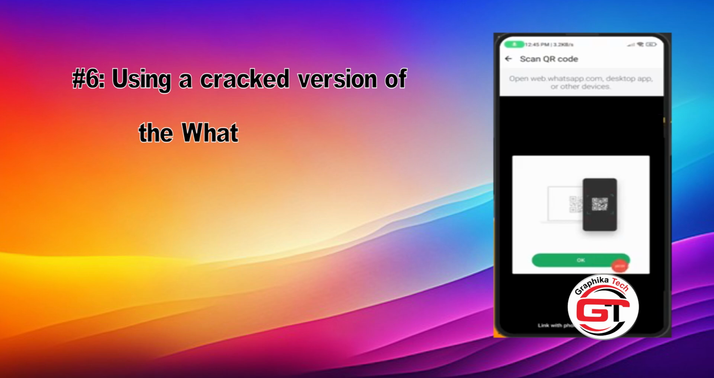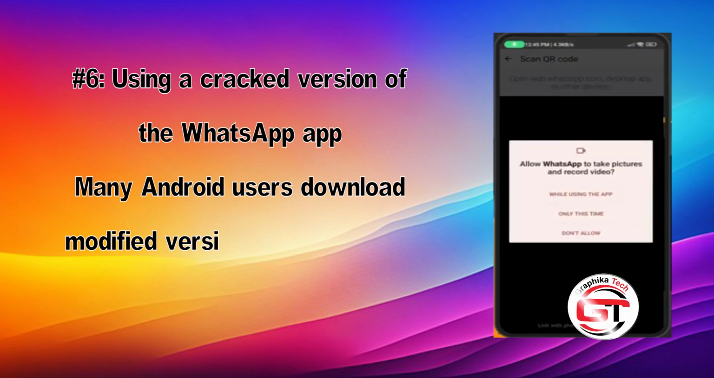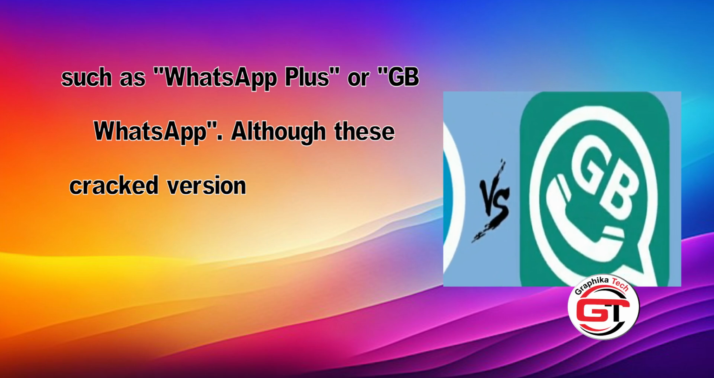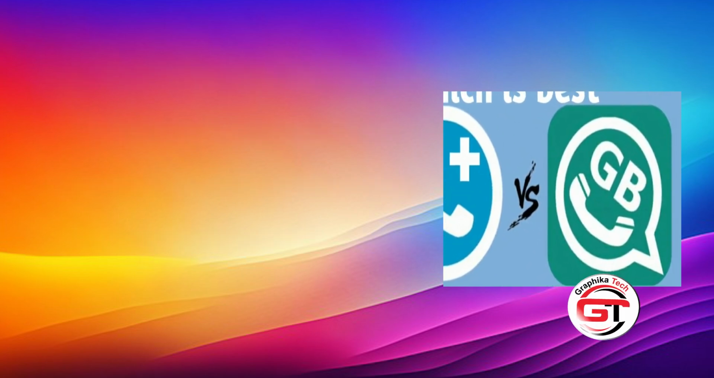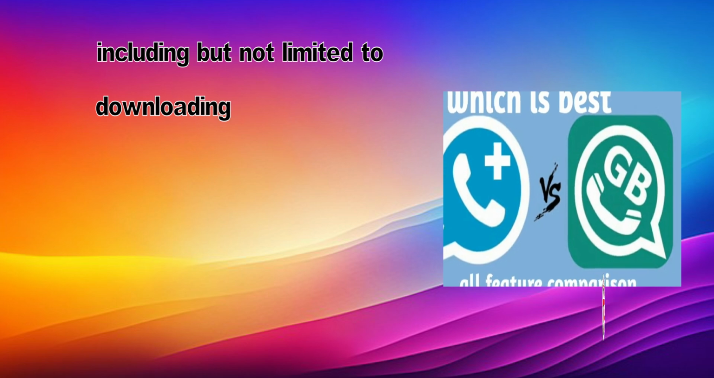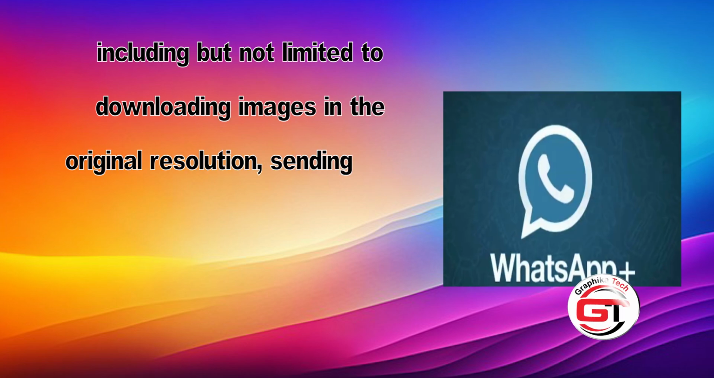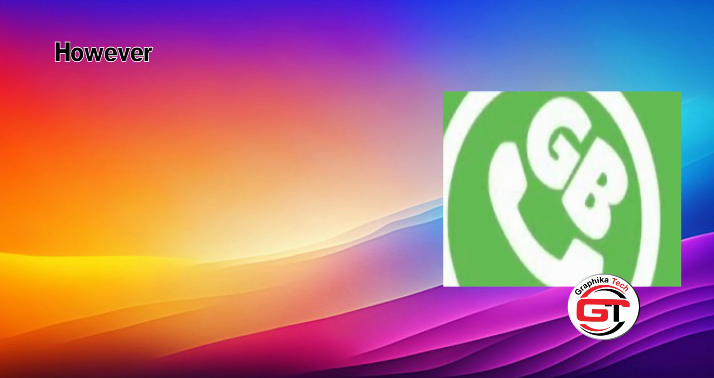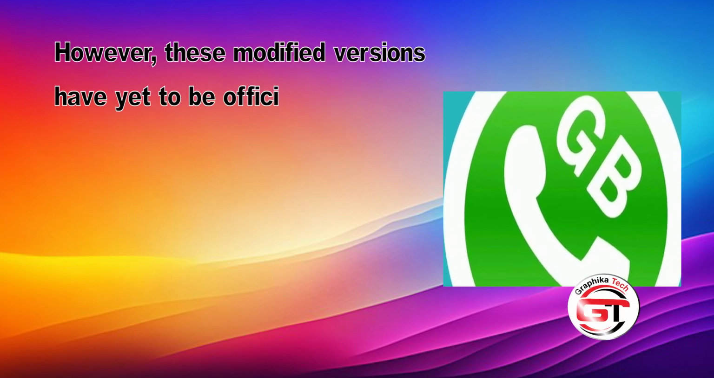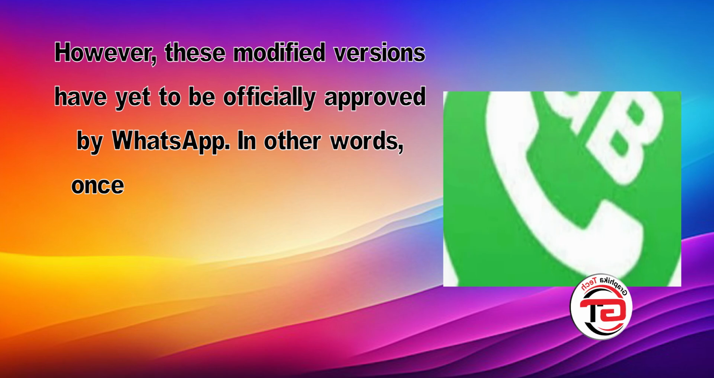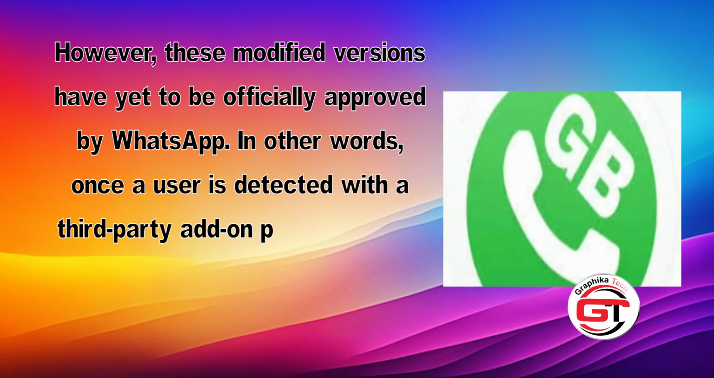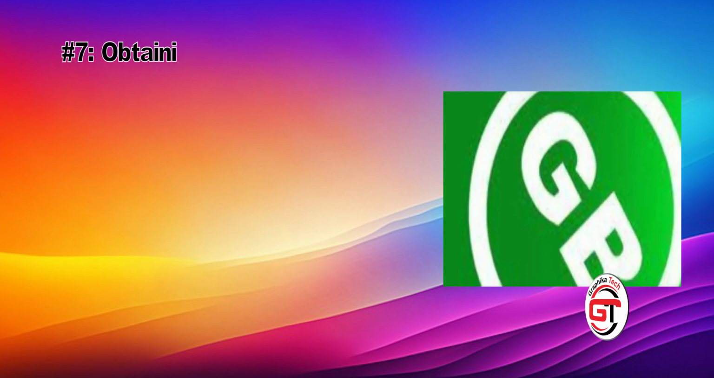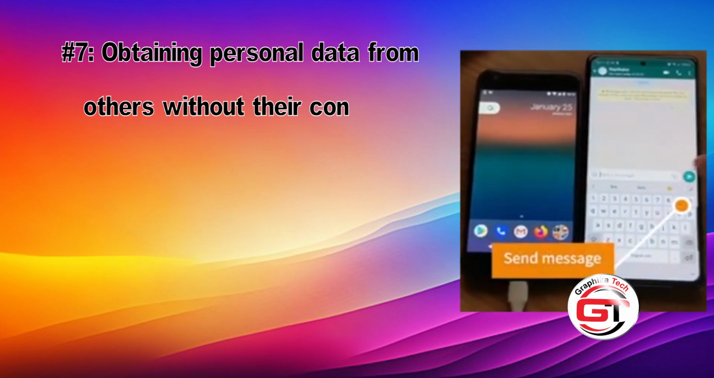6. Using a cracked version of the WhatsApp app. Many Android users download modified versions of WhatsApp, such as WhatsApp Plus or GB WhatsApp, although these cracked versions of WhatsApp have more advanced features, including but not limited to downloading images in the original resolution, sending large files, and changing the appearance and color of dialog boxes. However, these modified versions have yet to be officially approved by WhatsApp. In other words, once a user is detected with a third-party add-on program, there is a possibility that WhatsApp will be blocked.